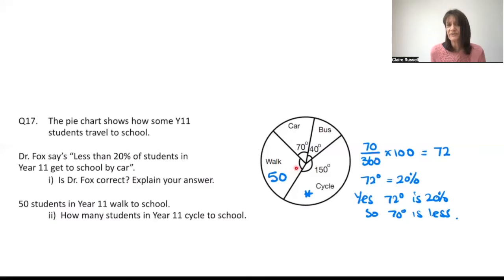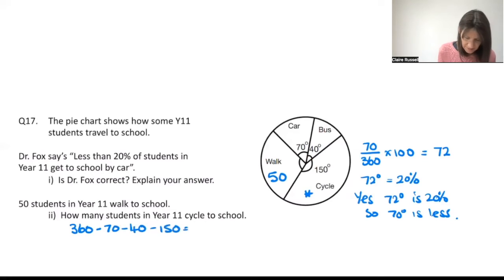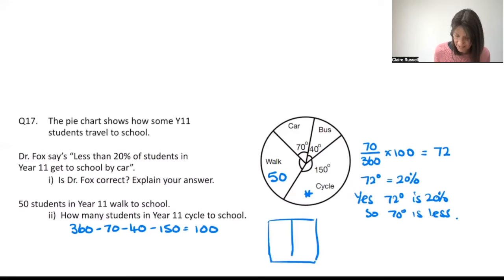Now, it's easy for me to find it because it's angles around a point, 360 degrees in total. Take off what you know and it will help you find that. So that's the first piece of maths I'm going to have to do. So 360, take away what I know. That leaves me 100.